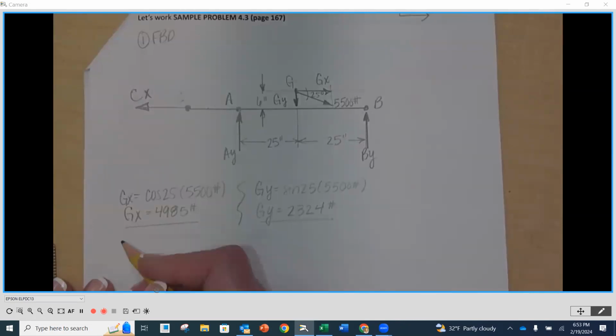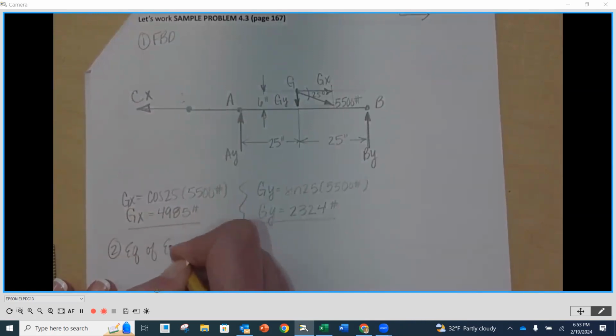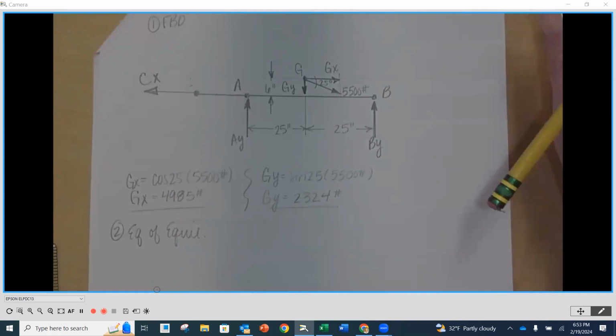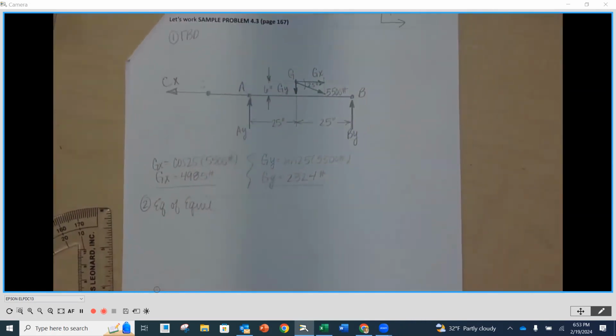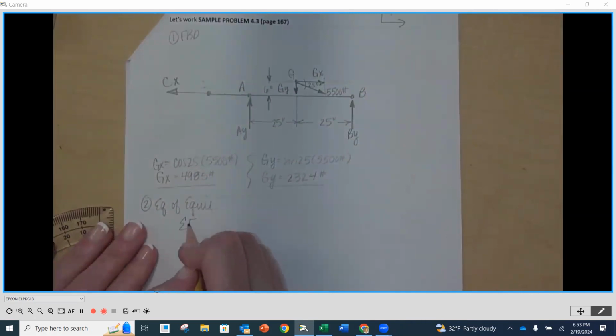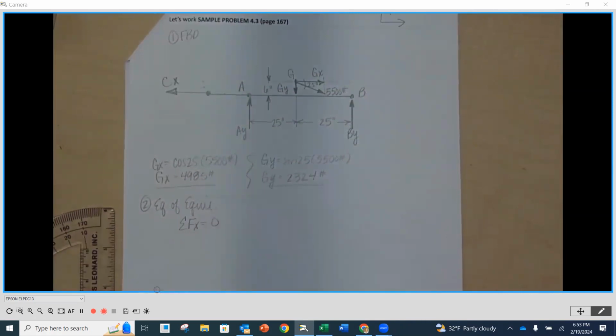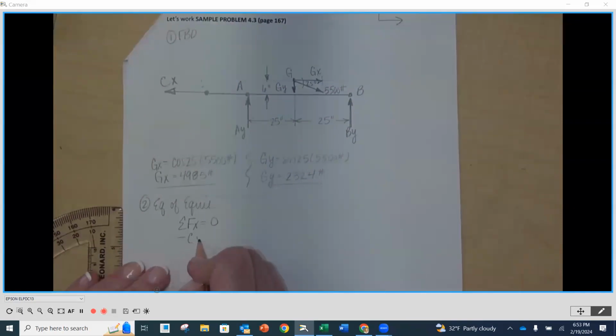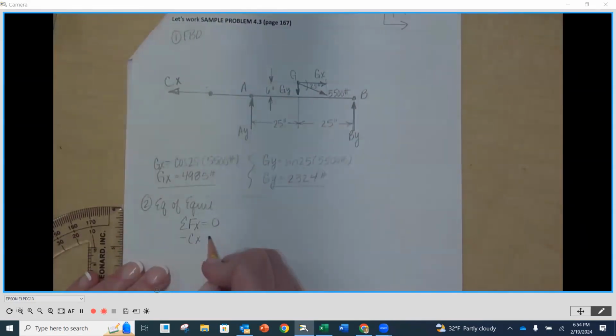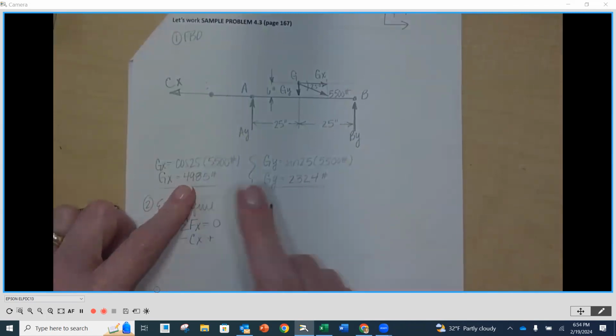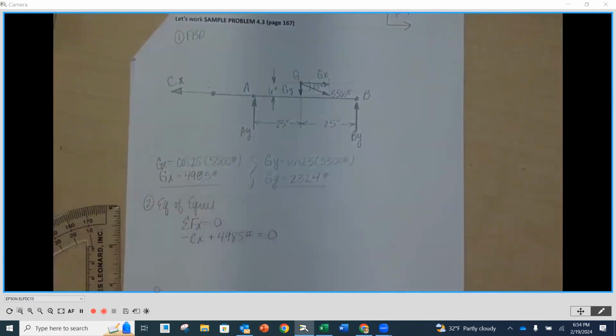All right, equations of equilibrium. Where do we want to start? We've got three of them. Sum the forces in the X, Josh? Sure. So sum the forces in the X direction equal to 0. So as we look, we've got a negative CX and we've got a positive GX, but we know GX to be 49.85, right? 49.85 pounds is equal to 0.